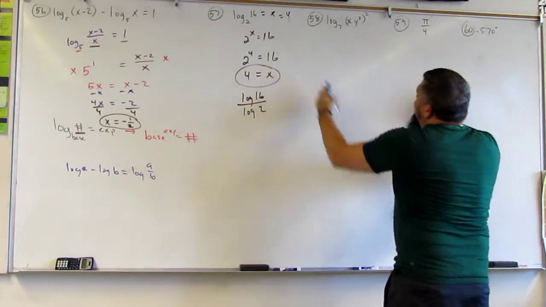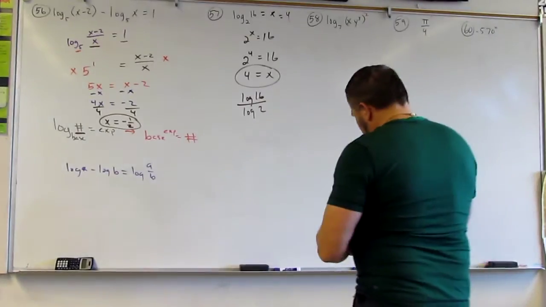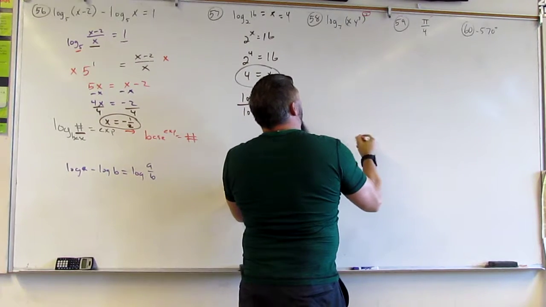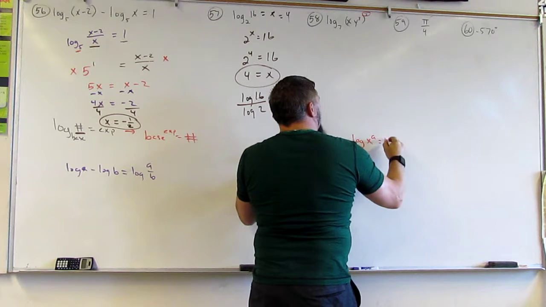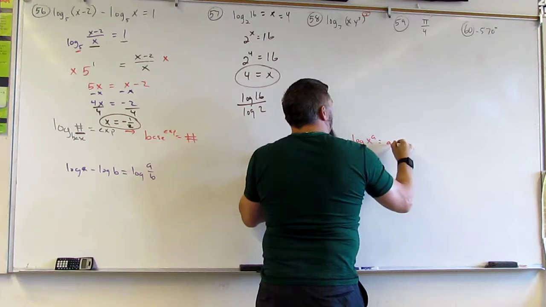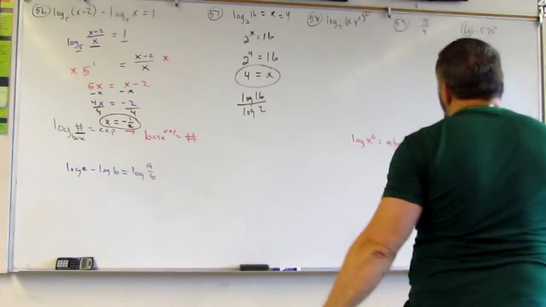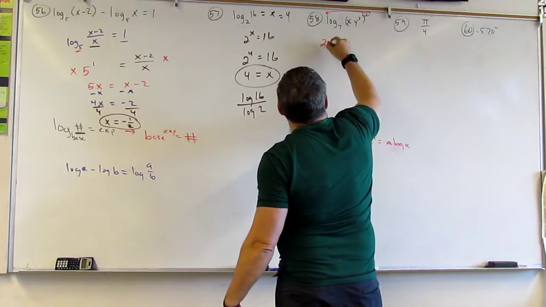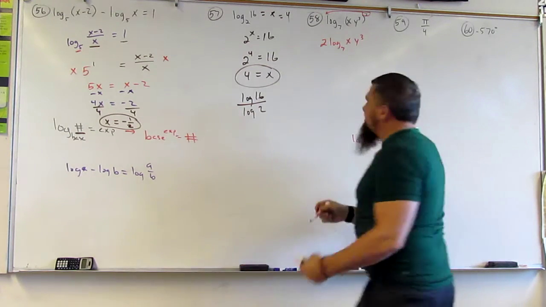They want us to expand it. Okay? So I have to remember that this rule is the power rule. Log of x to the A is equal to A log of x. I just put it out in front. Okay? So that's going to go out in front. That's it. 2 times the log base 7 of x y cubed.